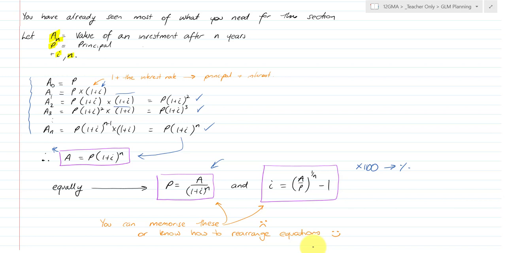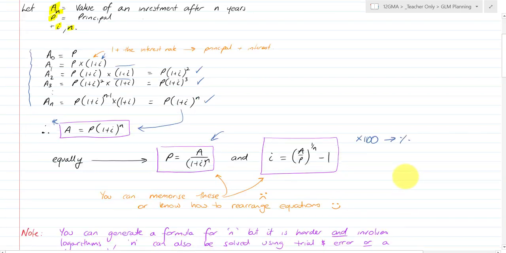So every time you do one and you know that you need to find I, do the rearrangement rather than just copying the formula down. You'll find that you get really good at it and you know the rearrangement, and that way if you forget the formula in an exam, you've got that backup.